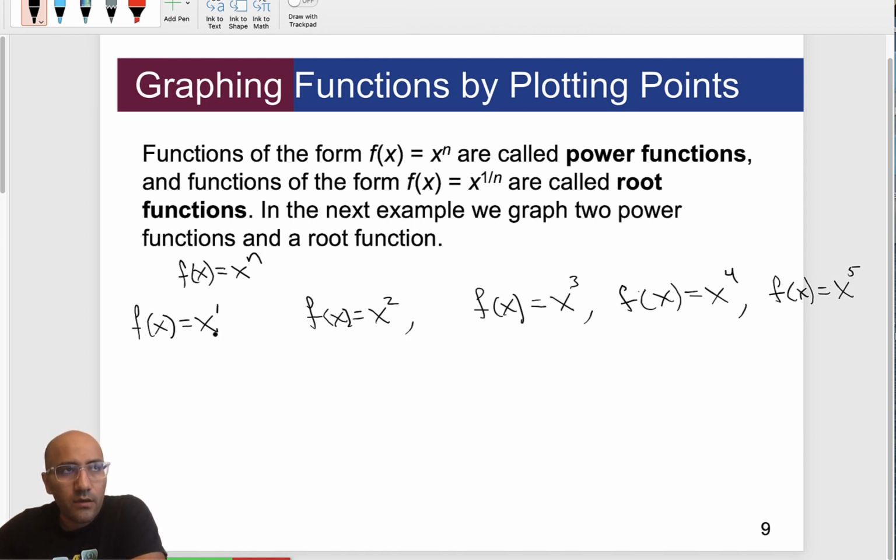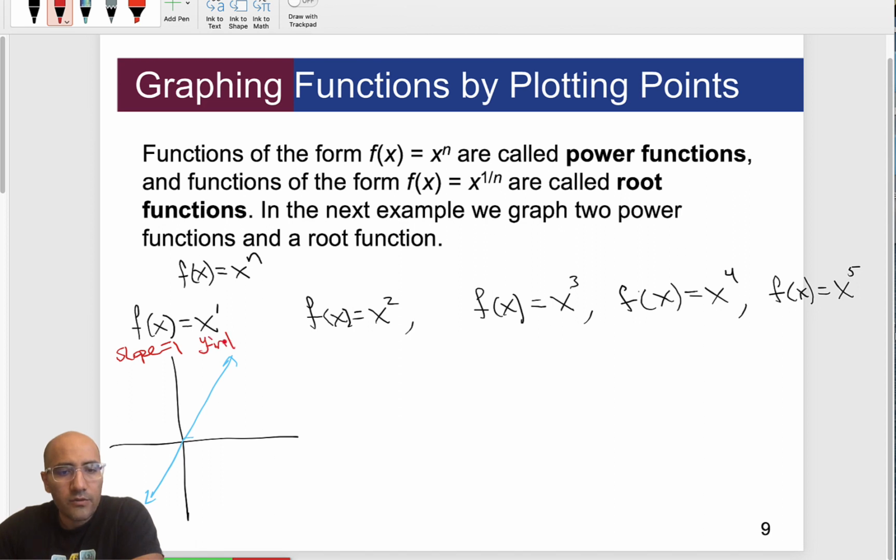So the y-intercept is going to be 0. A rough sketch of this is just going to be the line that goes through the origin. Oh, that failed. It has to go through the origin. Good. This one has a slope of 1, slope equal to 1, and y-intercept of (0, 0). Good?